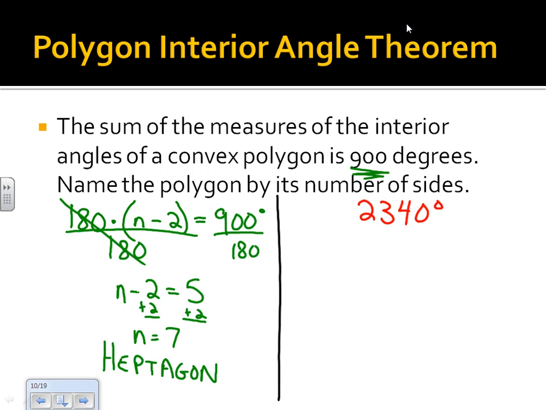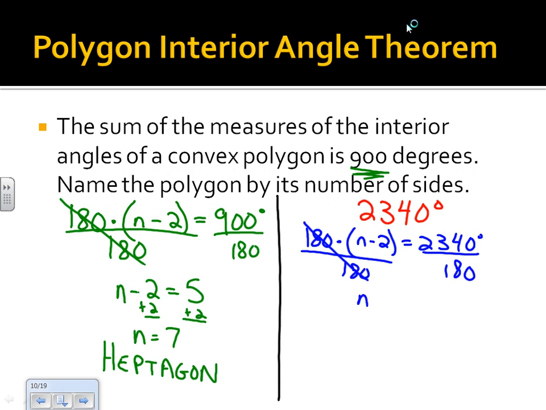Jasmine, can you walk me through what you did here? 180 times (n minus 2) equals 2340. Divide by 180 on both sides. n minus 2 equals 13, and then plus 2, so n equals 15. Are we finished? What do we need to name this? Yeah, 15-gon. It doesn't really have a good name.